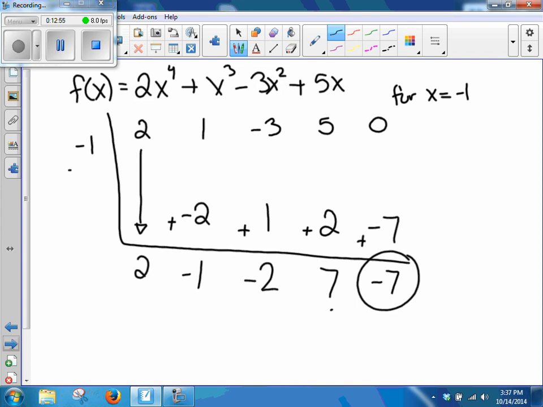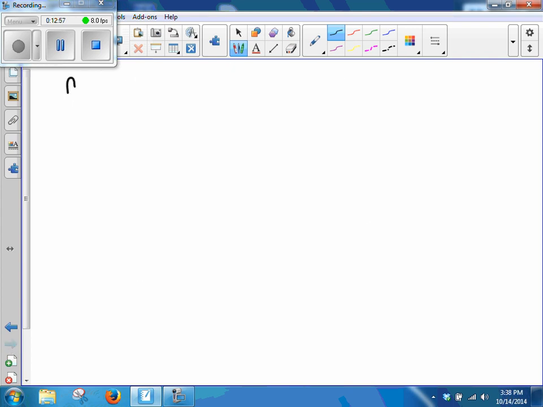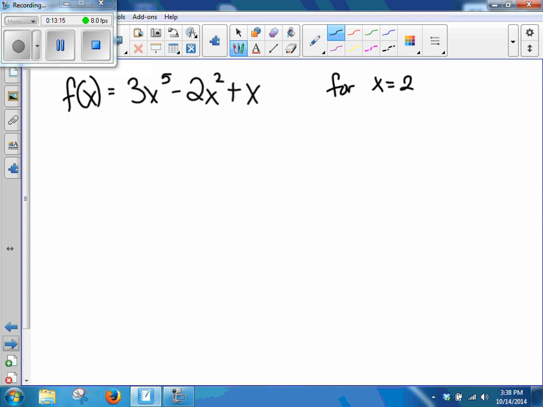All right, let's do one more real quick for synthetic, and then we'll start graphing. We're going to graph a couple more today. So f of x is equal to 3x to the 5th minus 2x squared plus x, for when x is equal to, let's go easy and make it 2. Again, I'm going to make it real quick, and I'm going to use synthetic.